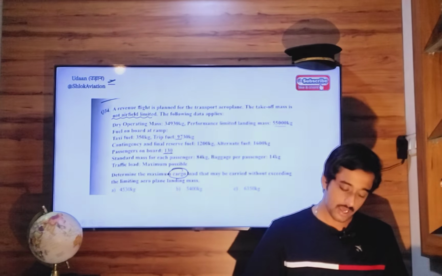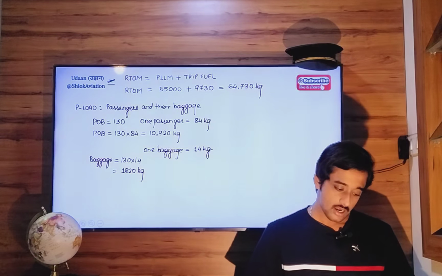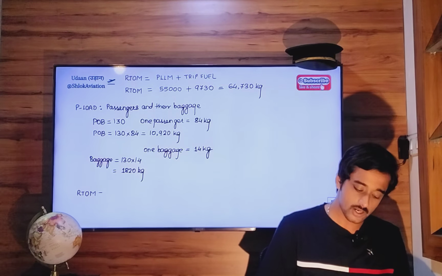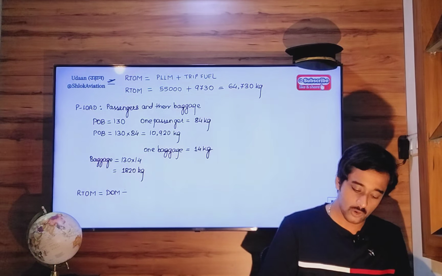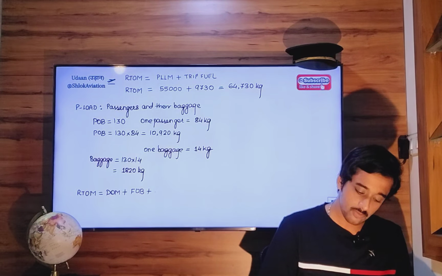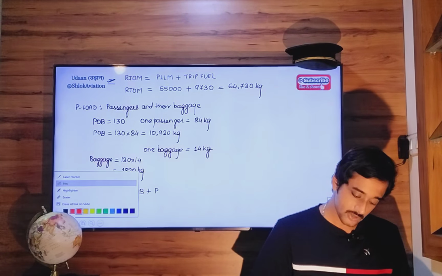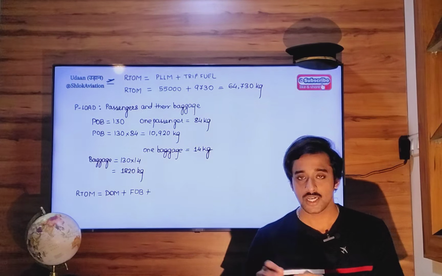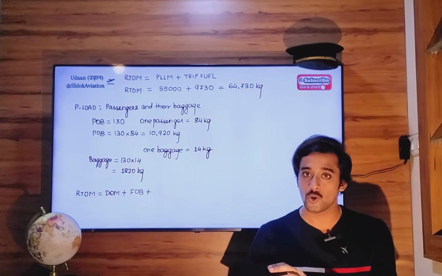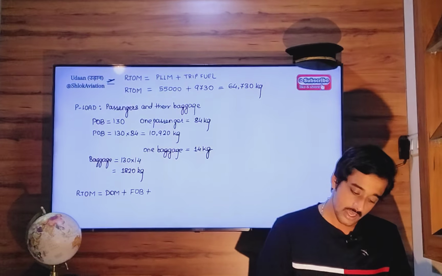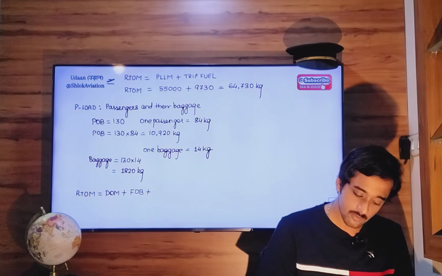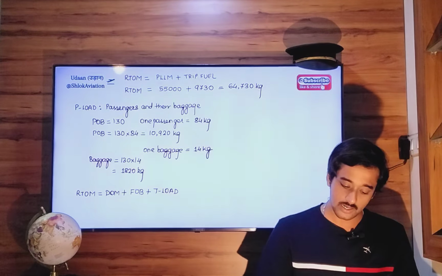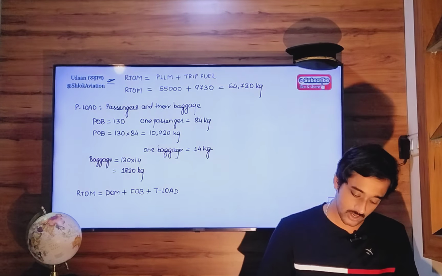Now we have to find out the maximum traffic load that can be carried. Regulated takeoff mass is equal to dry operating mass plus fuel on board or takeoff fuel plus payload or traffic load, right? So let's write traffic load. Now payload means passengers and the baggage. Traffic load means passengers, baggage, cargo, non-revenue generating load, etc. So most of the times they are used interchangeably, but when we are dealing with specific questions like this, we will use the specific term, traffic load.